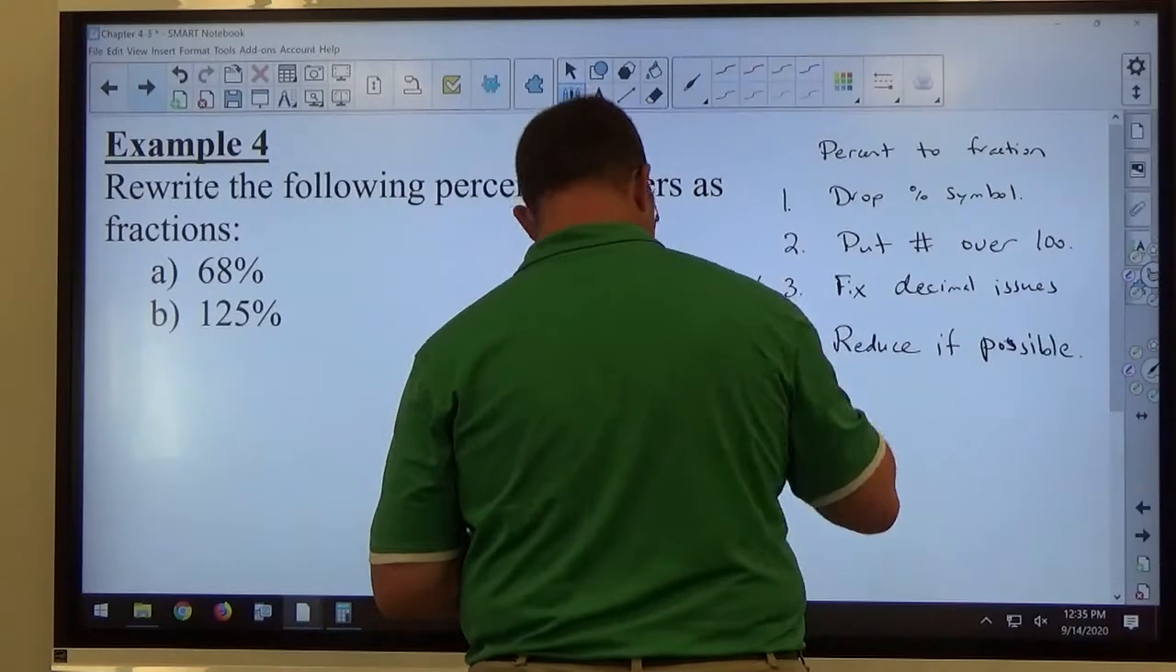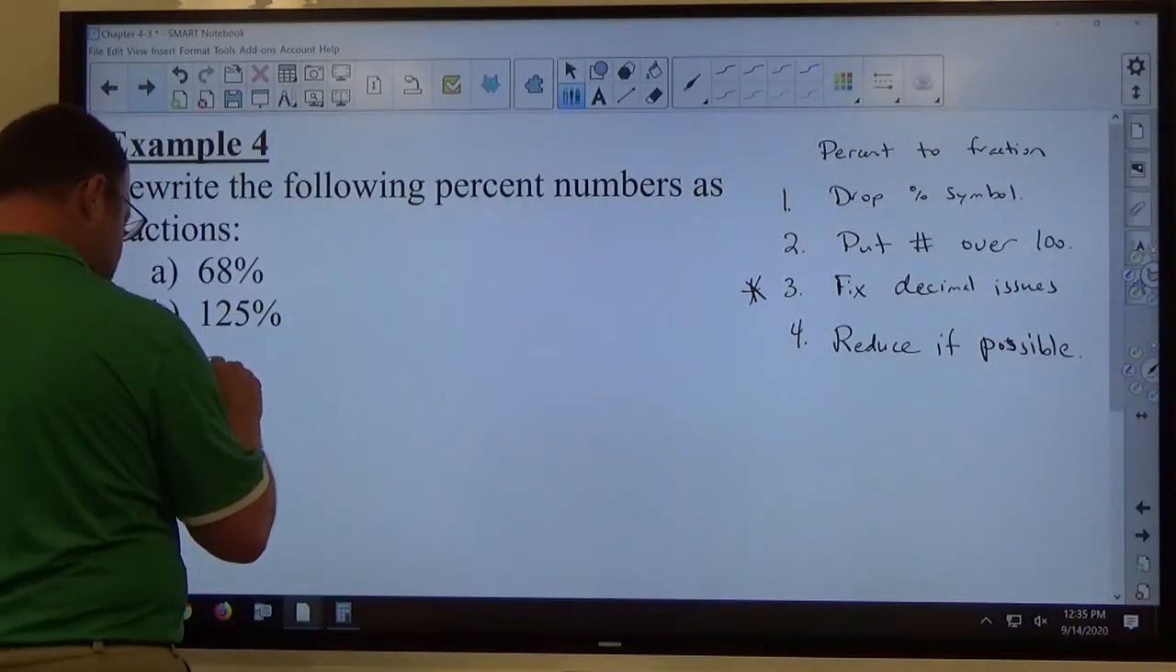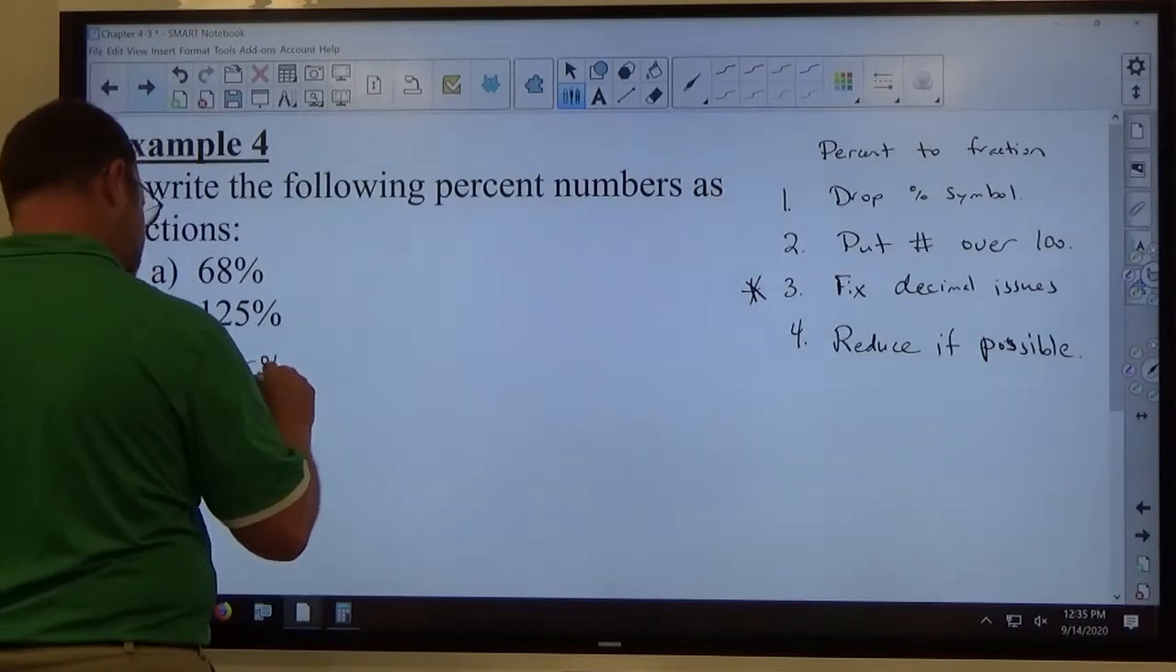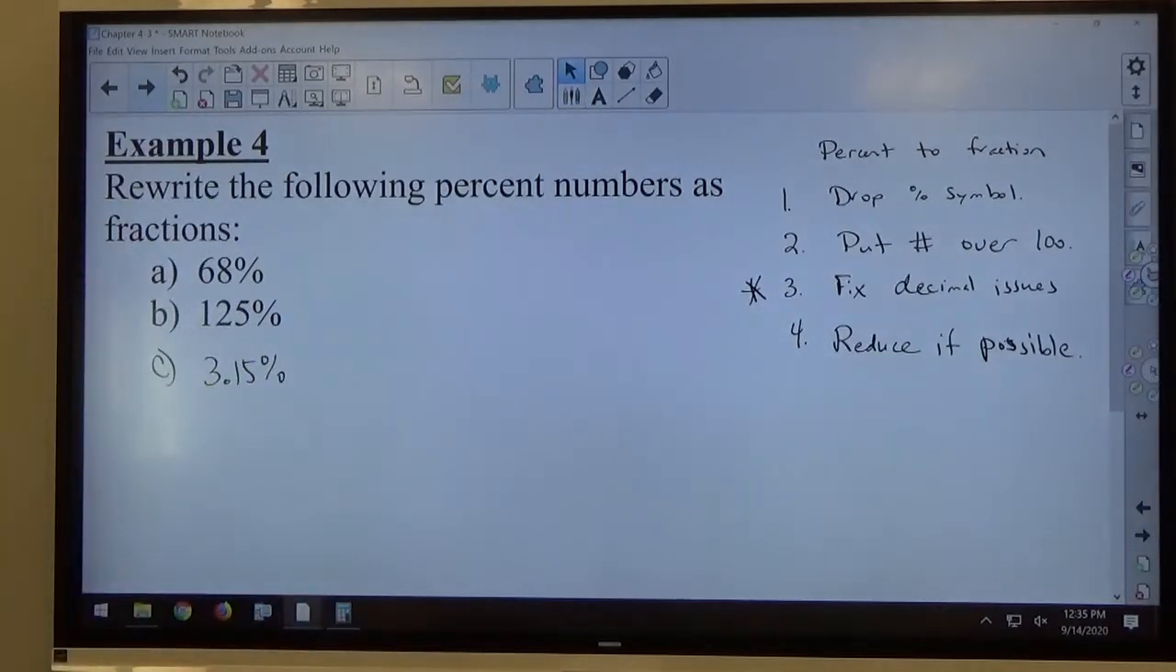This one here is going to only happen on part C, 3.15%. So include a part C to this.